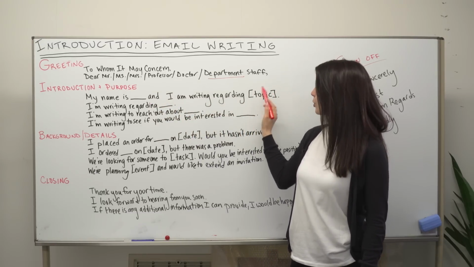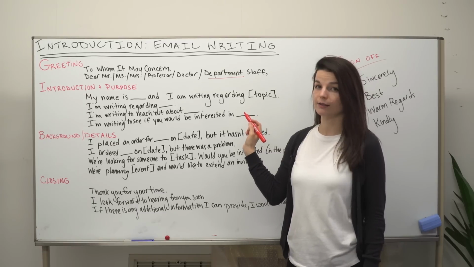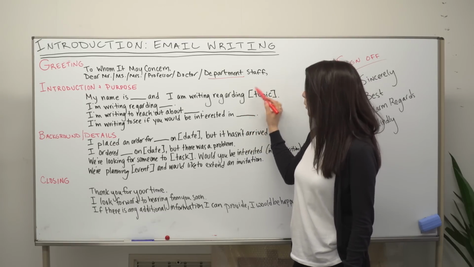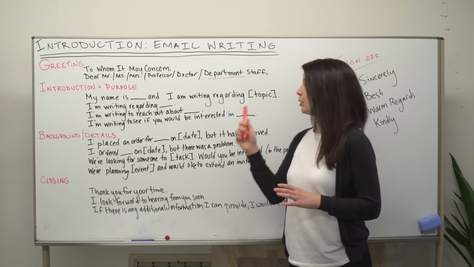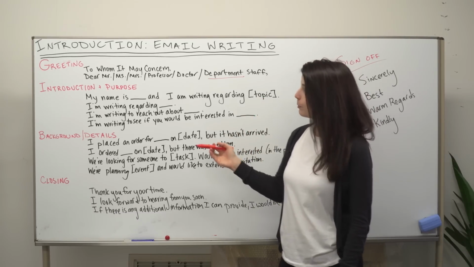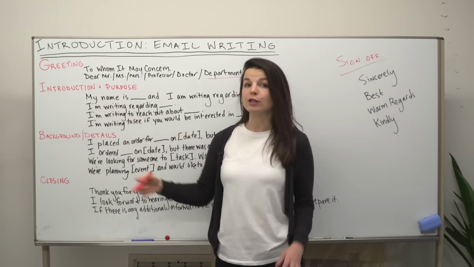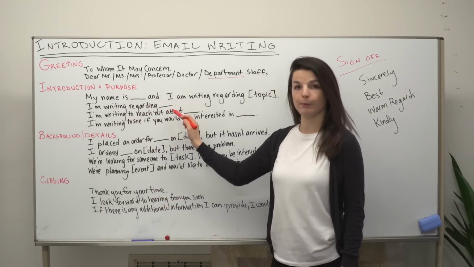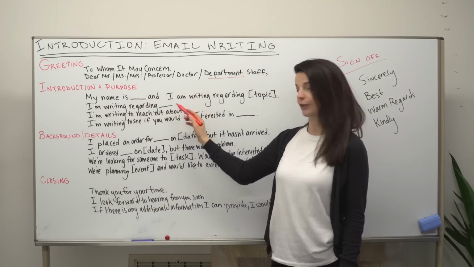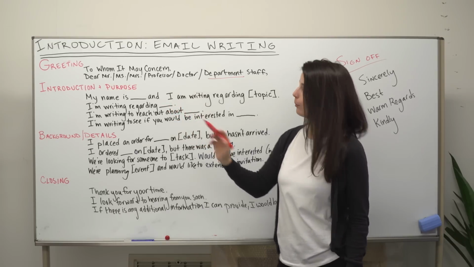So your topic should probably be a noun phrase. Whatever the topic of your email inquiry is, you can put it here. A simpler one, maybe you already know the other person. You can say, I'm writing regarding your topic. So I'm writing regarding English studies at your school, for example.